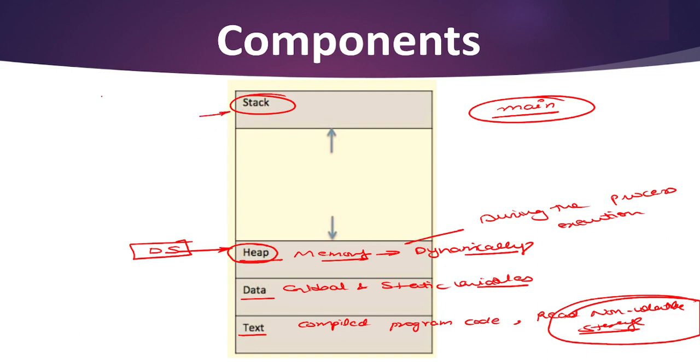So stack is what? It is a temporary data, like method or function parameters. In my program, if I use some methods or function programs, or return any address, or I want to use some local variables, all these things are stored in the stack component of your process. Okay, so this is very important. I hope students everything is clear to you till now, right?